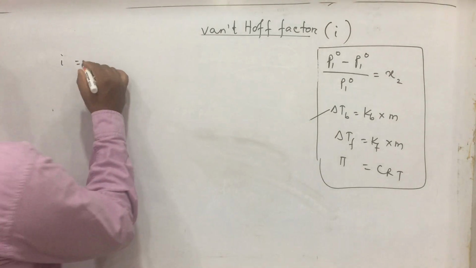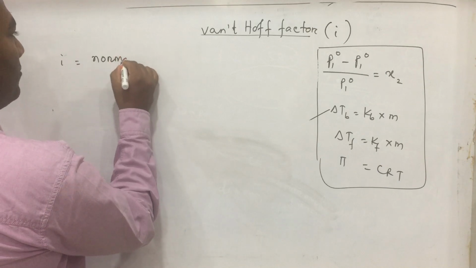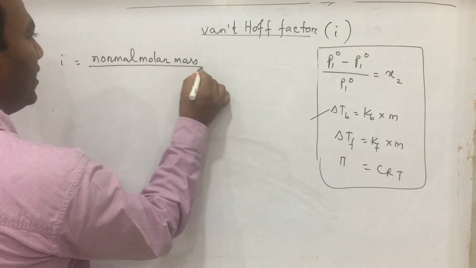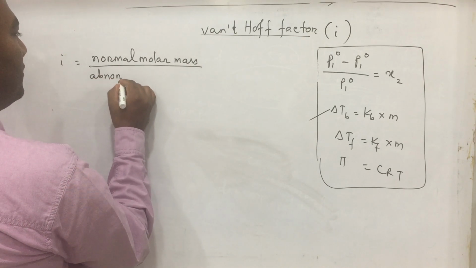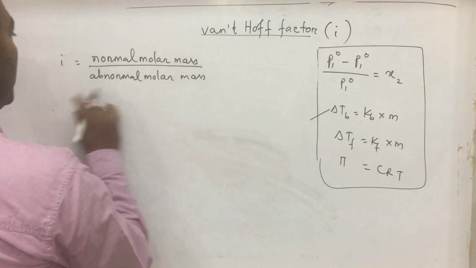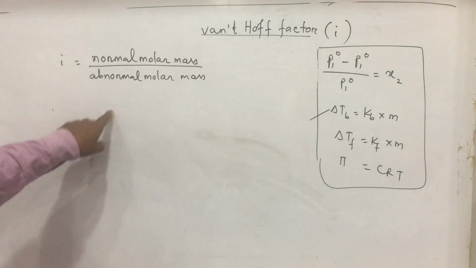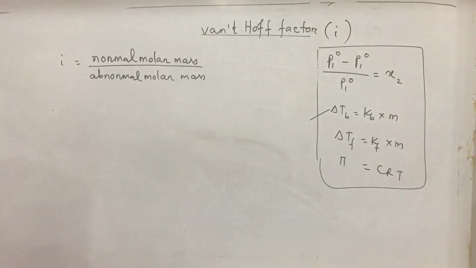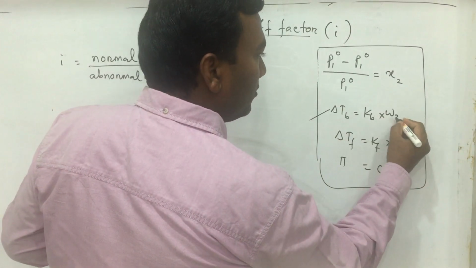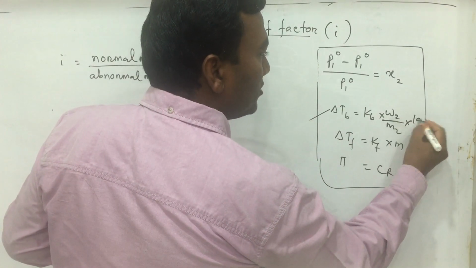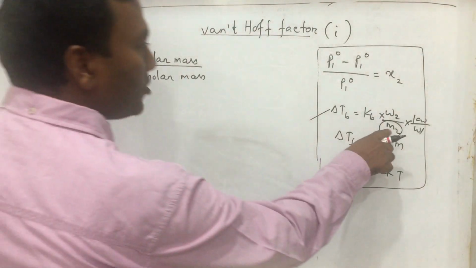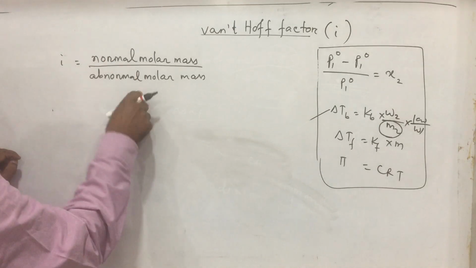the ratio of normal molar mass divided by abnormal molar mass. This is in terms of molar mass. Clear? But you see, in all the formulas, M means what? W2 by M2 into 1000 by W1. So molar mass is present in the denominator. So in terms of molar mass, it is coming normal by abnormal.